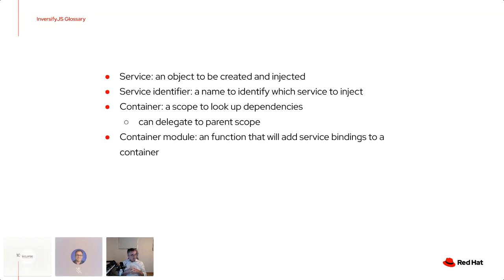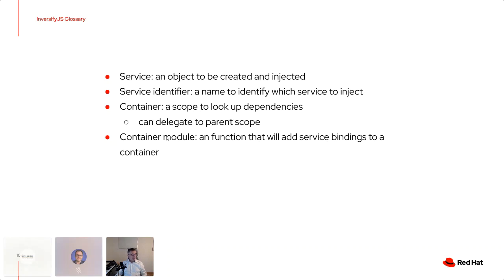And there's also the concept of a container. And the container is basically a scope where we look up dependencies. Because there might be multiple containers, and when you want something injected, the framework will look inside the container you're asking to create the object, but not inside any other containers. There's one exception to that: a container can delegate to a parent scope container. So if the object is not found locally, it will be looked up in the parent container.